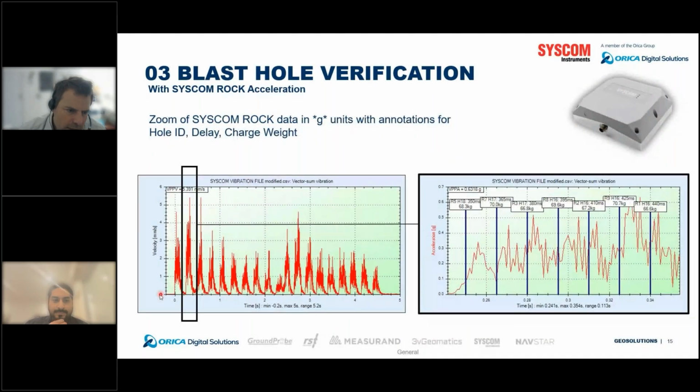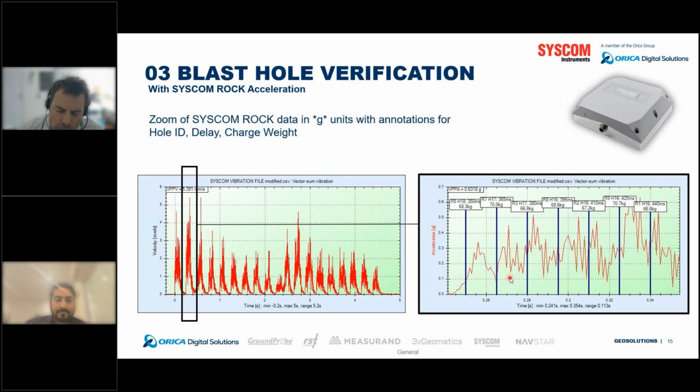And the idea here, by capturing the vibrations, gives something like that. And this is the vector sum over time, right? It's a time history signal. And when you zoom in, that's the right side of the plot, you can match the delay of the different charges, 360 milliseconds, 365 milliseconds, and so on. So 15 milliseconds delay. And you check that you get amplitudes here after the blast to make sure that the detonator fired properly.